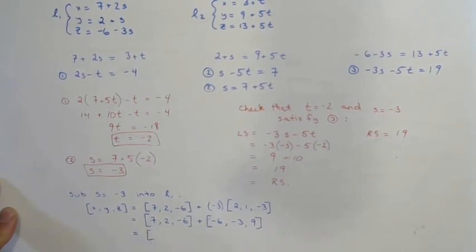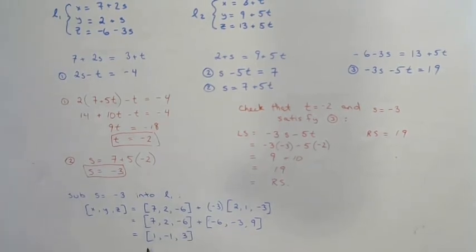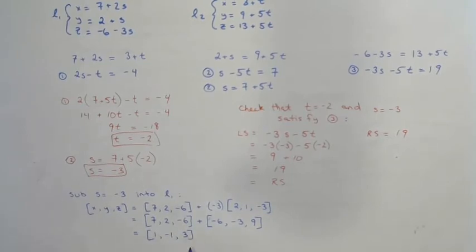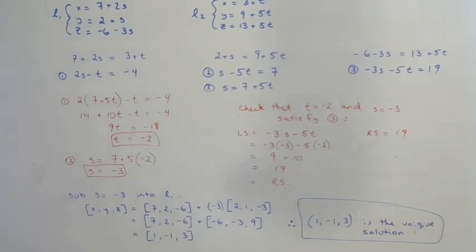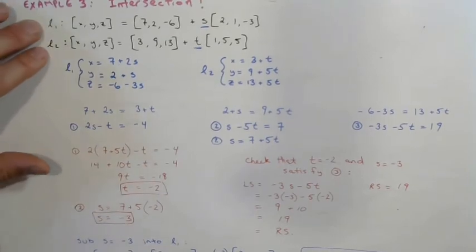And that's going to reduce to 7 minus 6 is 1. 2 minus 3 is negative 1. Negative 6 plus 9 is positive 3. Since this is now a position vector, x, y, z, that means that the point, therefore, 1, negative 1, 3, is the unique solution. So this is the point of intersection for this system of linear equations.